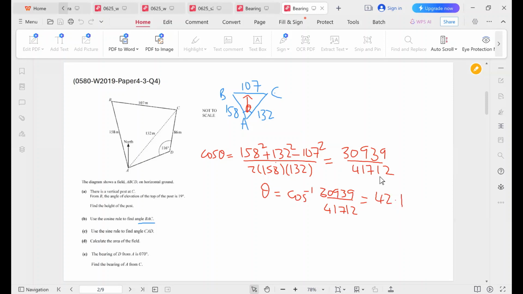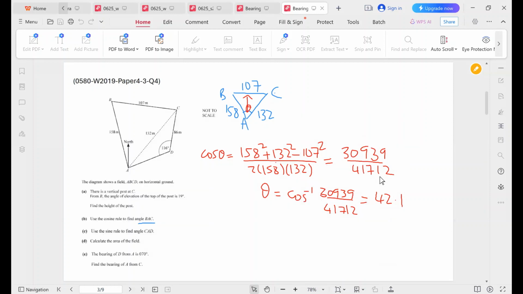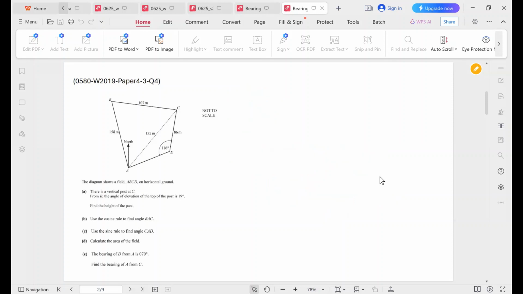Again, let's check the marking scheme for B. Yes, 42.1 is the correct answer. Next, we are required to find angle CAD using the sine rule. So let's just put angle 42.1 here. So this entire angle here is 42.1. And we are required now to find CAD. So CAD is the angle that I'm about to mark in blue, this part here.